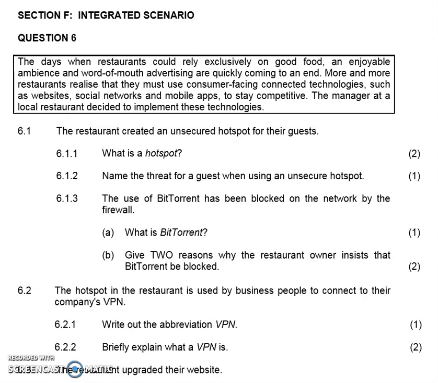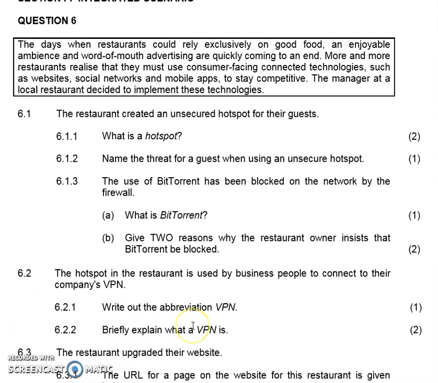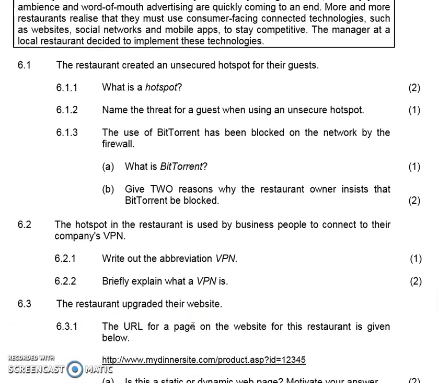6.1.2. Name the threat for a guest when using an unsecure hotspot. Unencrypted data files can be sent and can be intercepted, or your personal information may be exposed to a hacker, or you may be unwillingly downloading viruses to your device.